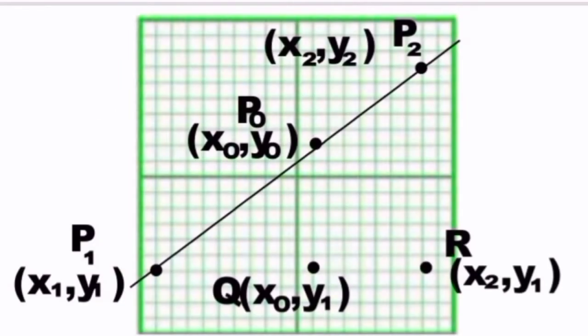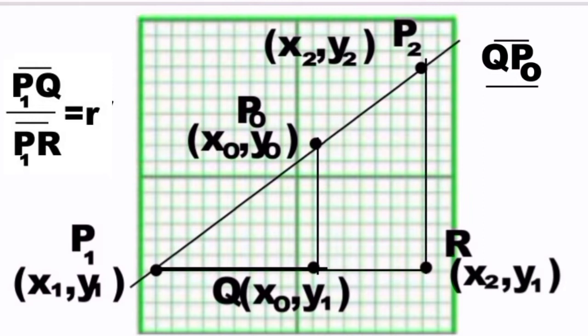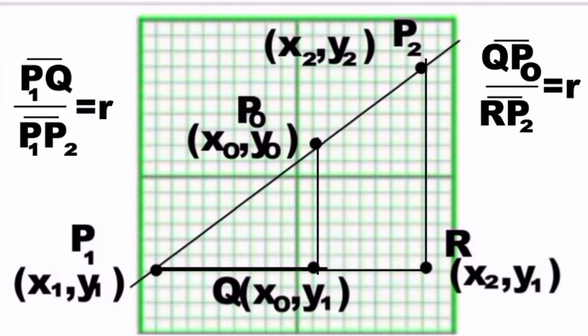We can also see the proportional segments P sub 1 to Q over P sub 1 to P sub 2, and this is equal to R, also. And line segments Q to P sub O over R to P sub 2, and this is equal to R, also. Using these proportional segments, we can solve in terms of coordinates.